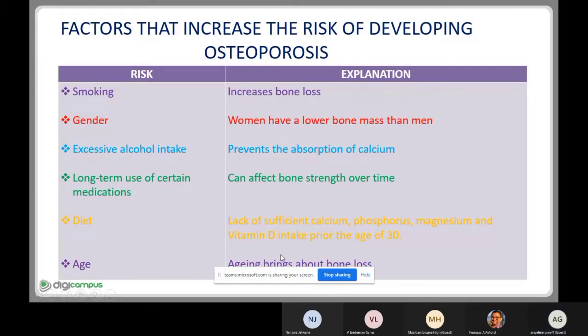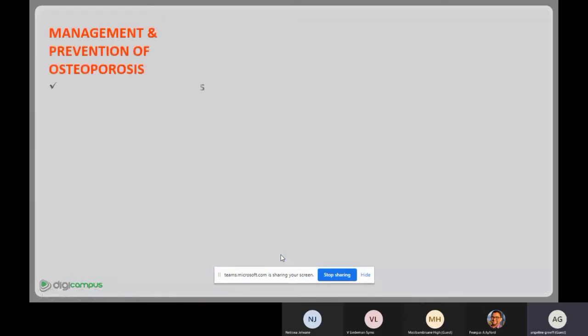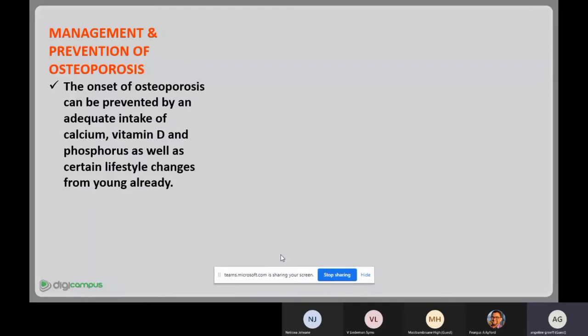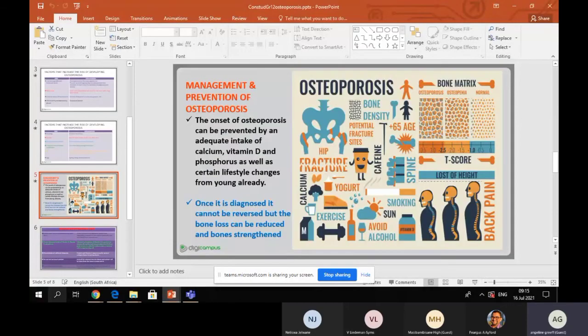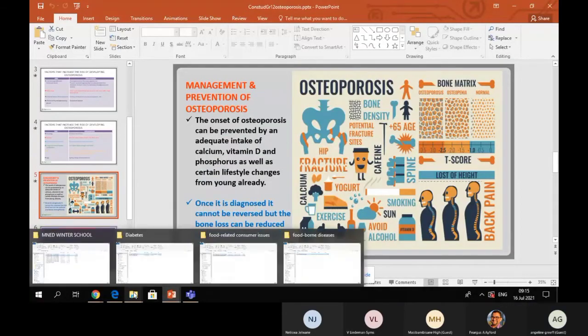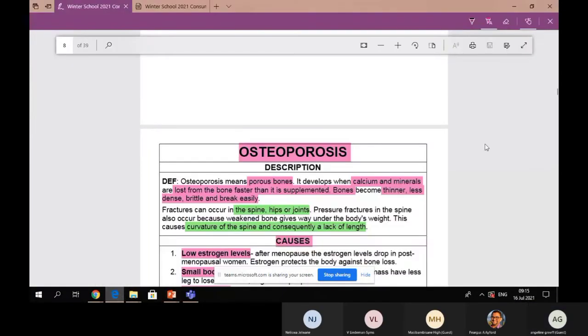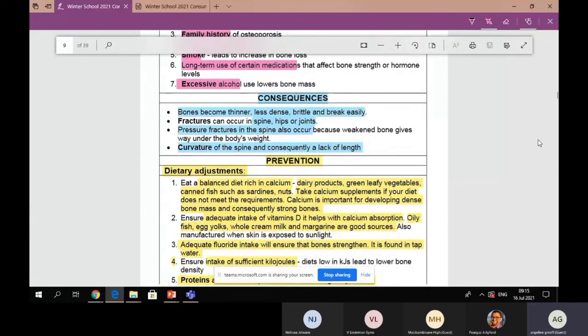Okay. Those are what you need to know. Okay, I'm just going to quickly go back to the notes. Okay, so that's what I've been looking at. So we want to have a look at prevention.